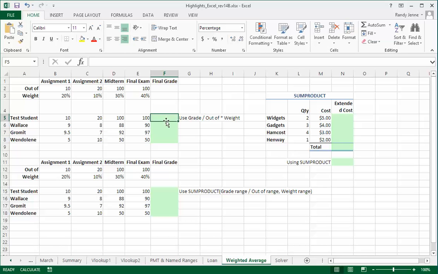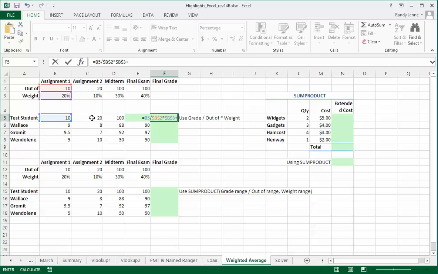So I'm going to put my cursor in F5. I'm going to do equals. Then I'm going to do the student's first mark divided by what the assignment was out of. I need to make that absolute, and then multiply by the weighting. And I need to make that absolute. And then I'm going to go plus, and I'm going to do pretty much the same thing again.